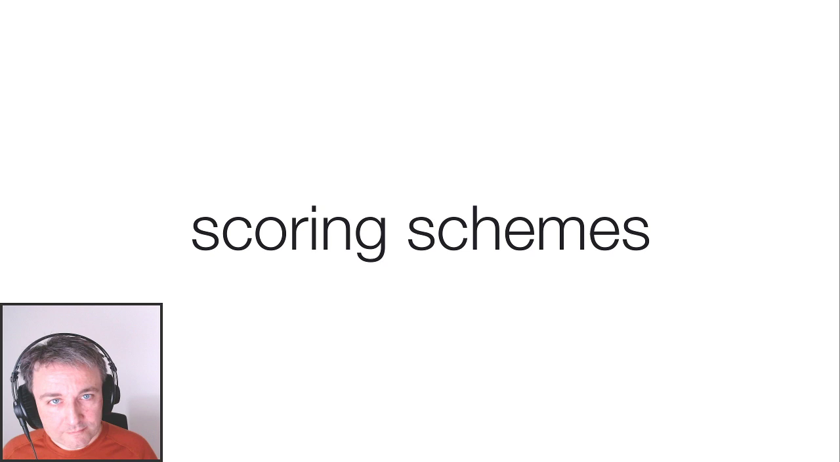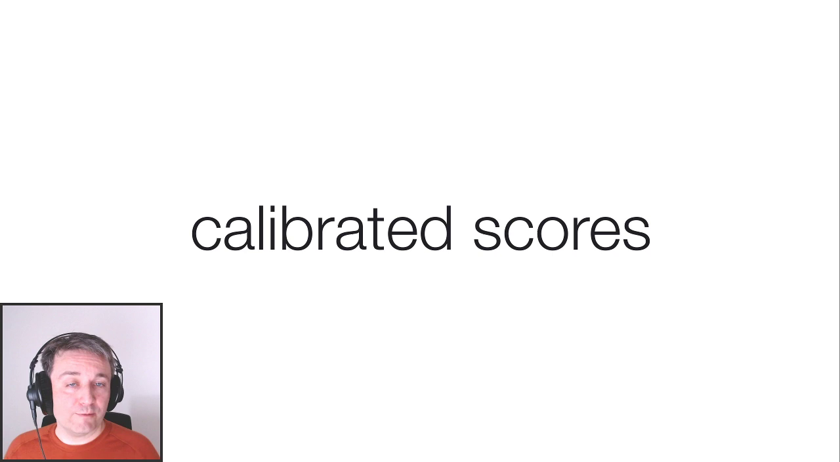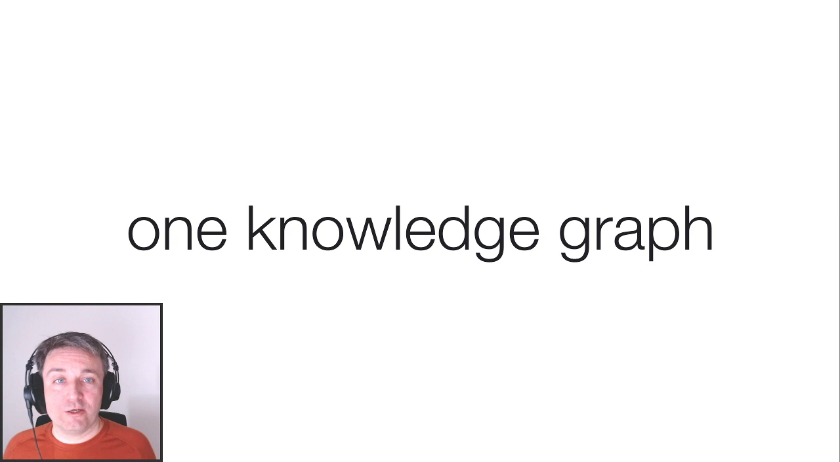And then we again develop scoring schemes. We don't consider everything equal. We score things using the same strategies. We benchmark everything to get calibrated scores out. And that's how we then get one big knowledge graph. Even though you can view it as a number of different resources online, behind the scenes, it is really one big network that ties everything together.